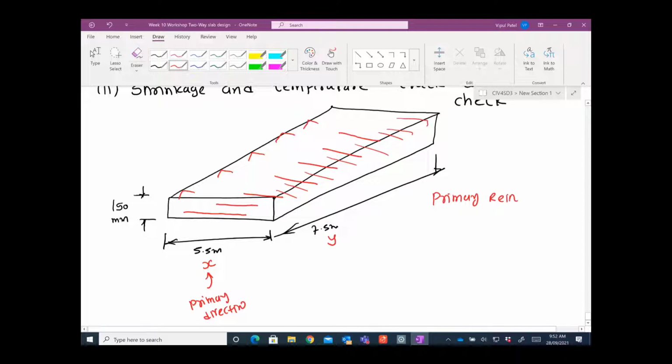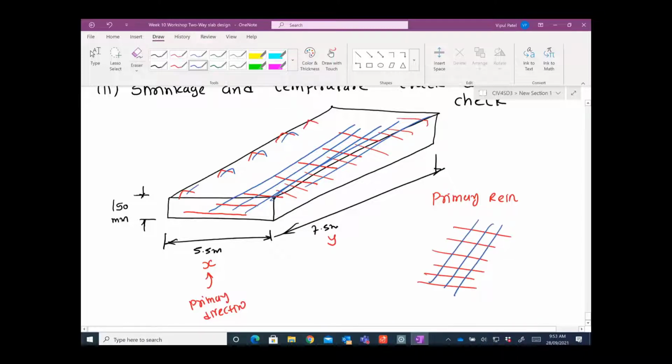Now in the Y direction, in the other part, you are going to provide the Y direction reo. Similarly, you have this top one in the Y direction as well, and the top continuous one in the Y direction. It's like a mesh of the reo. So you can have these in the X direction, and then you have these in the Y direction, right?